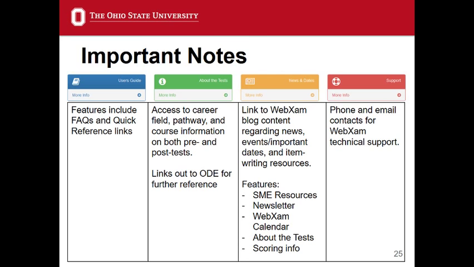The news and dates. You should be getting a quarterly newsletter if you're in the WebExam system. It also gives the WebExam calendar, item writing resources, scoring information. It's a really helpful link. It gives the newsletters, past newsletters, scoring information. So definitely, if you get a chance, take a look at the news and dates and the more information there.